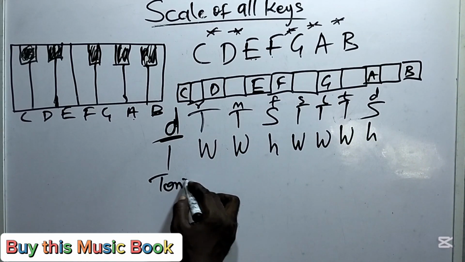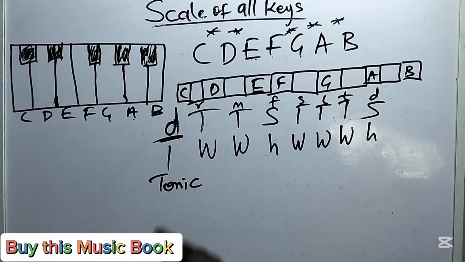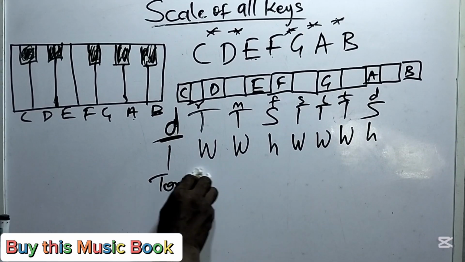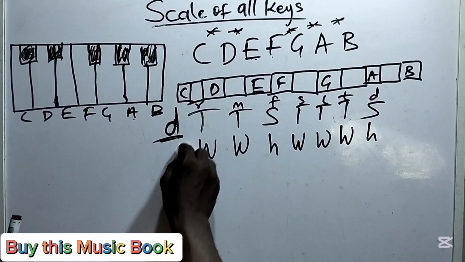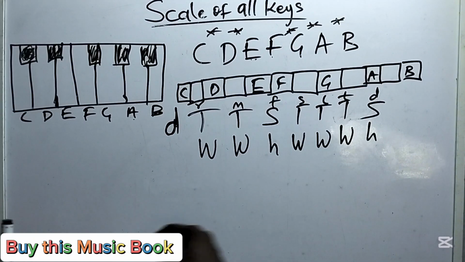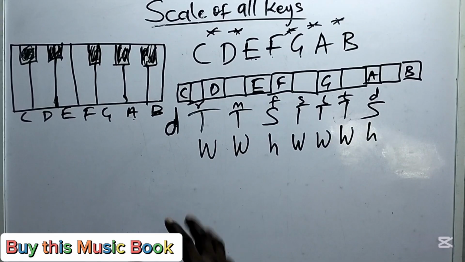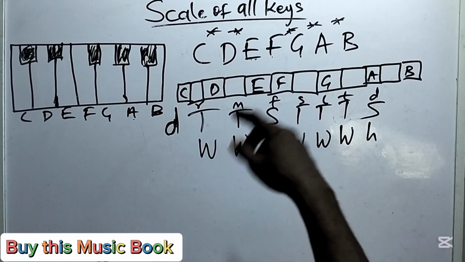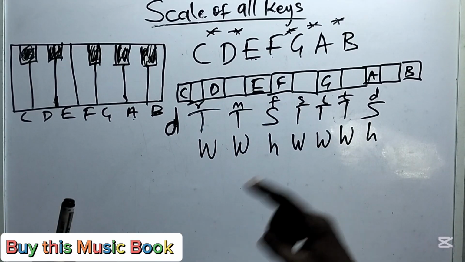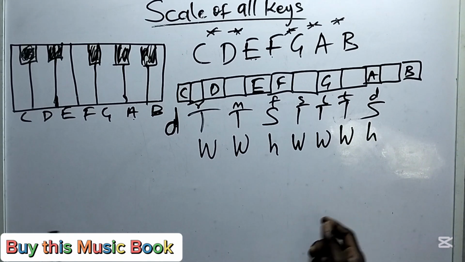Tonic. Do you understand? Do is known as the tonic of everything. That is the beginning. You don't count it while starting. You can count it while going up. So if you know this, any key you come across, you apply the same method, it will work.